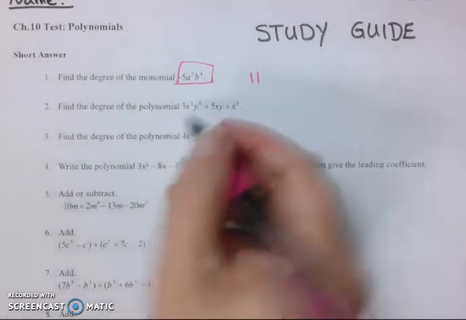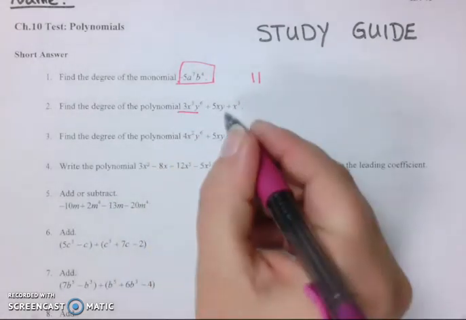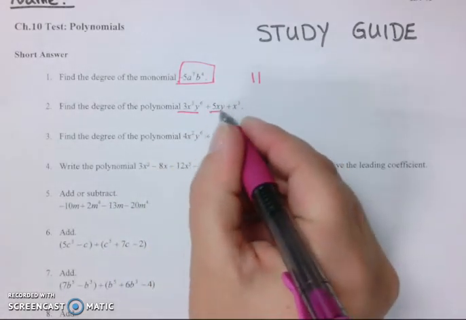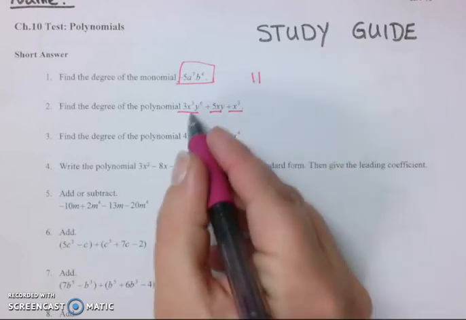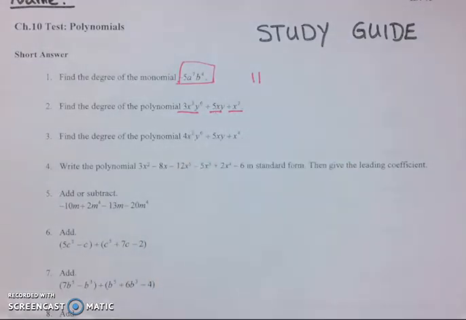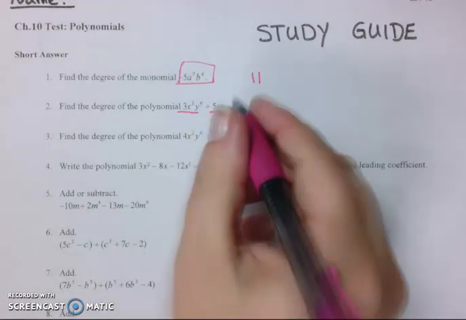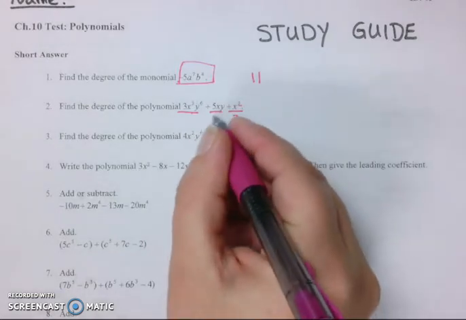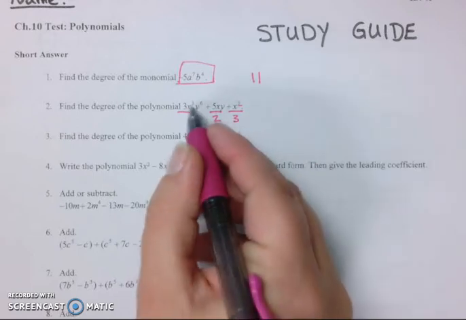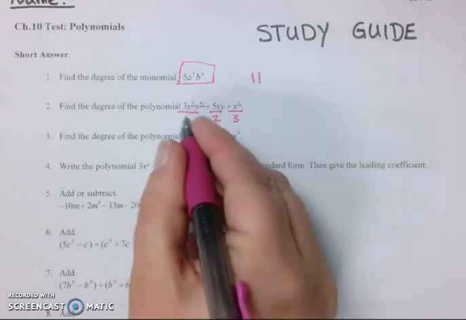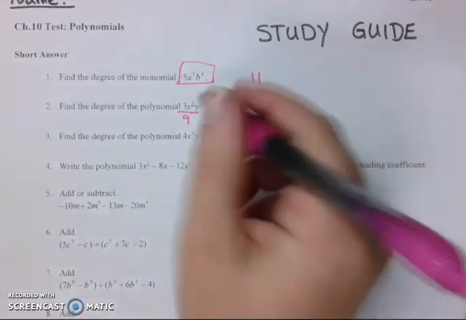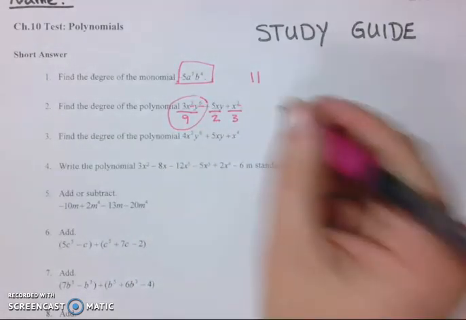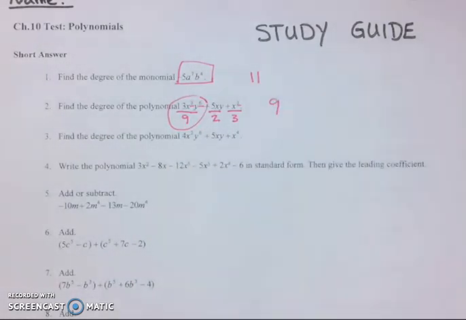On this one, you have 2 different polynomials, or 2 different terms. Sorry, 3 terms. 1, 2, those are the 3 different terms. So the degree is the highest one. This has a degree of 3. This one, you add those together, you get a degree of 2. Add these together, and that's a degree of 9. So the highest degree is the degree of the polynomial. That's a degree of 9.